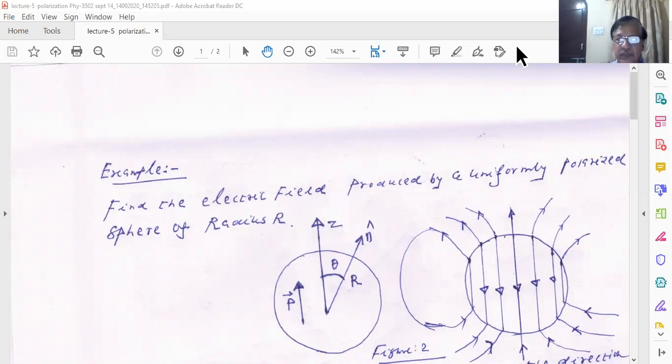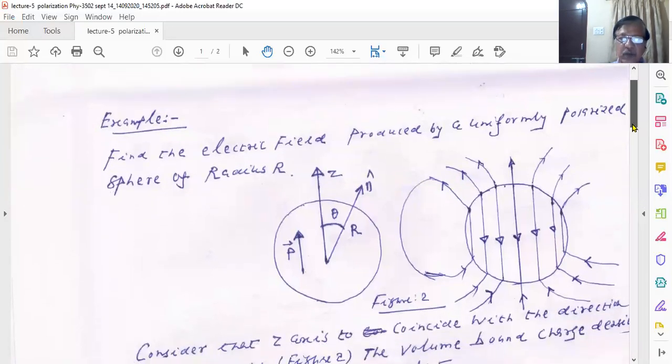In lecture number 4, I gave you the explanation about the field of a polarized object. In this lecture, we will discuss some numerical problems of the polarized object. We will find the field of the polarized object. So let us take the first problem today.